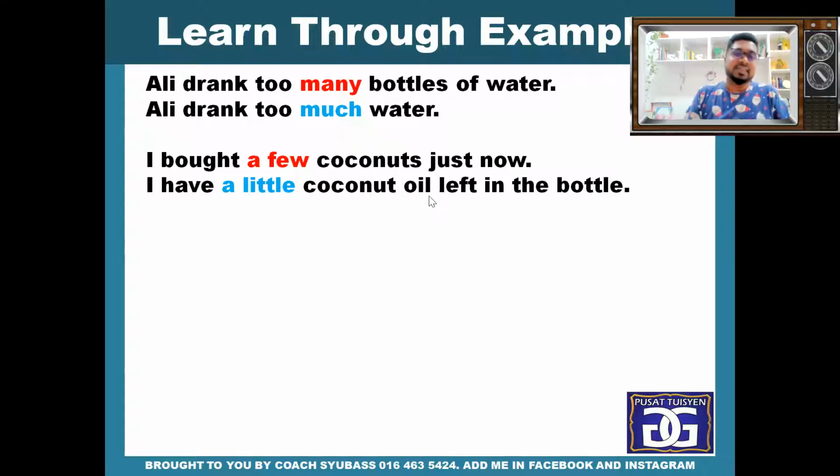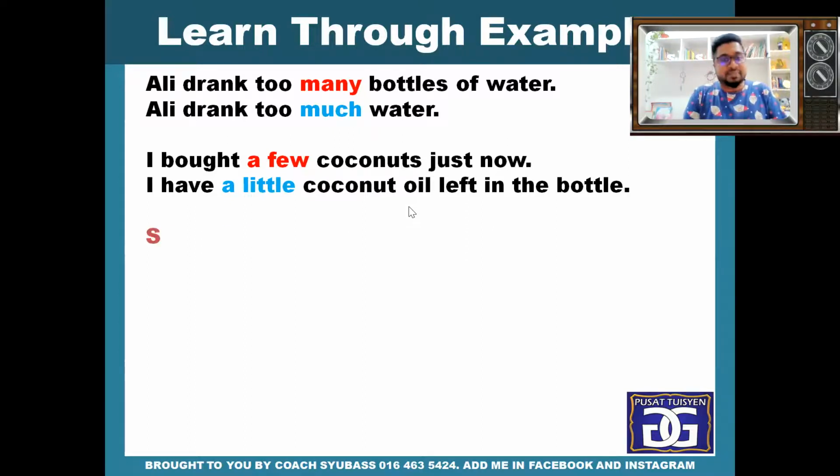Coconut oil ini merujuk kepada minyak kelapa. So apabila minyak tidak boleh dikira, uncountable noun, we use a little. Apabila boleh kira seperti coconuts, we use a few. Walaupun a few adalah sedikit, saya masih tambah s sebab plural, dua pun dah jadi plural, coconuts. Okay? Sini saya tak guna oils sebab as I have taught you before, a little ni ialah digunakan untuk uncountable nouns dan selalunya uncountable nouns ni tidak boleh ditambah s untuk banyakkan dia.